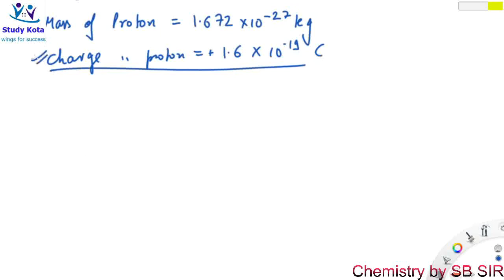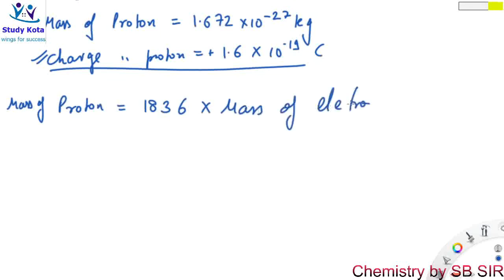The charge of proton is equal to the charge of electron, but when we compared the mass of proton with the mass of electron, we found that mass of proton is equal to 1836 into mass of electron. So compared to the mass of proton, the mass of electron can be neglected.